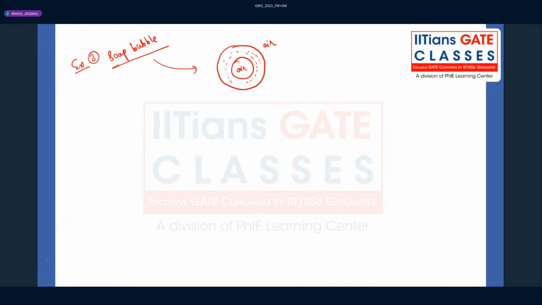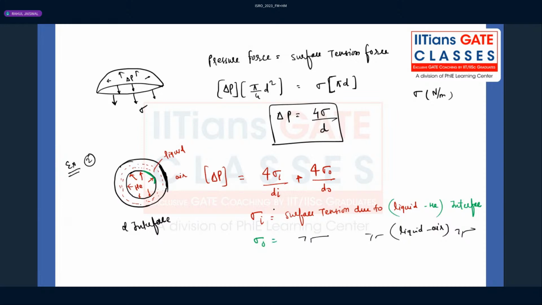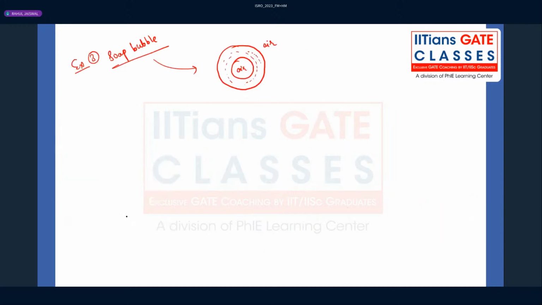In this soap bubble, again use the same formula. Here we have used this as the internal diameter and this as the outer diameter. For the soap bubble, instead of helium, we have again air. So again it looks like a two interface problem, where we can write delta P as 4 sigma divided by d i plus 4 sigma divided by d naught. Why are we writing sigma i, sigma naught? Because air liquid, and again liquid air, are the same thing. Sigma i equal to sigma naught equal to sigma only.